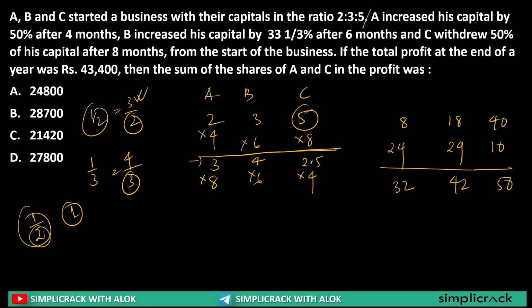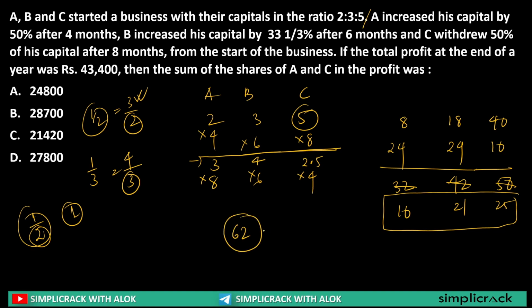And if I solve this, I will get what? 8 plus 24 is 32, so A is 32, B is 42, C is 50. Divided by 2, that gives 16, 21, 25. So what is the ratio in which they have been invested? 16 is to 21 is to 25. And if I add it, what will be the total? It will be, sir, 37 plus 25 is equal to 62. So 62 was the total investment.